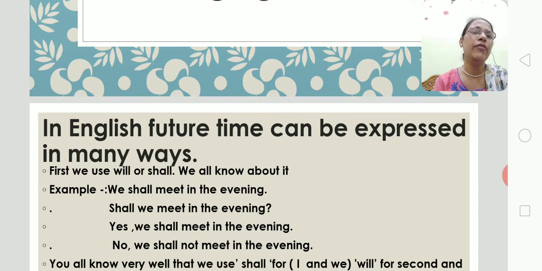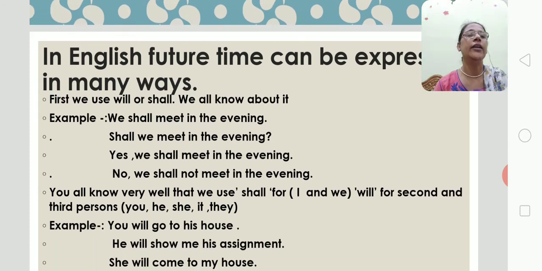You all know very well, where do we use shall? We use shall with I and we. And where do we use will? We use will for second and third person. Now, second and third persons are who? You, he, she, it, they.